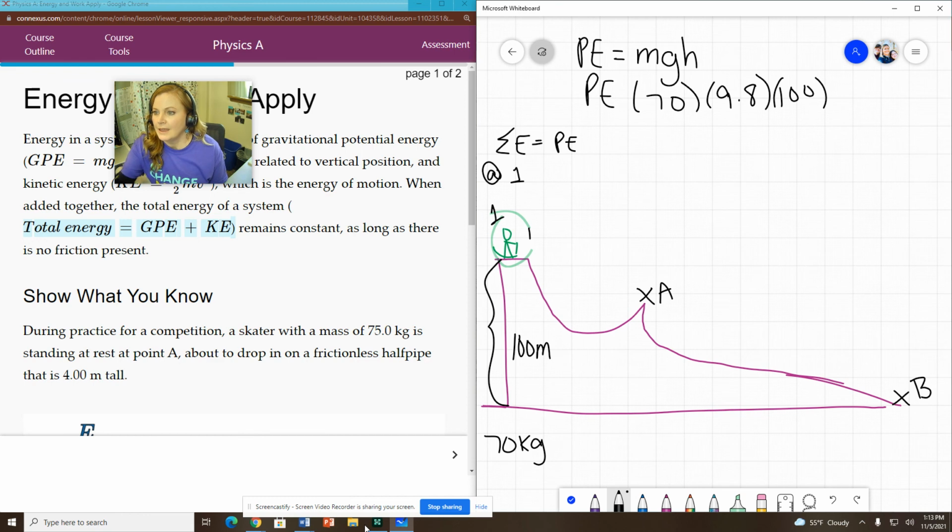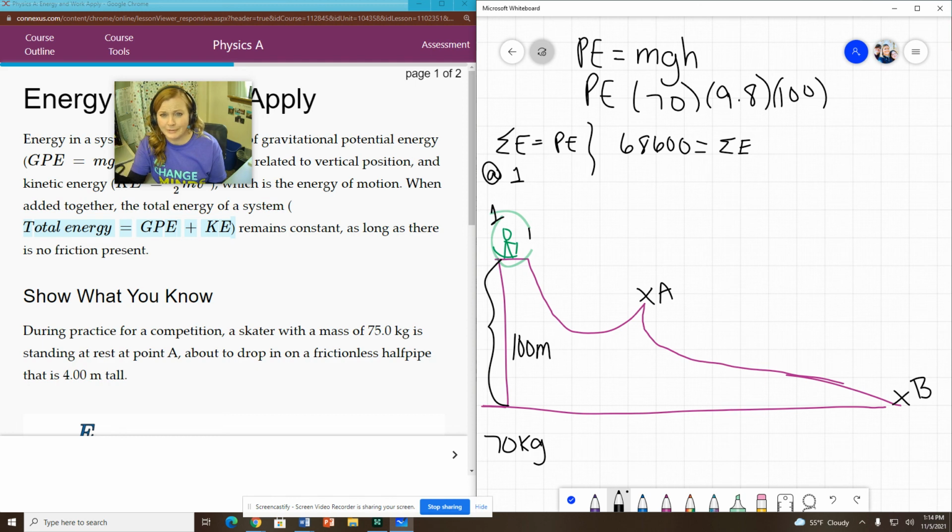Okay. So this number is 68,600. And so we know that is equal to our total energy. That's really, really important to determine the total energy. And so that's the first step you're always going to have to do: determine the total energy at the point where they're at their maximum height. And at that point, all of the energy is in the form of potential. Okay, so now that we know the total energy, then we can determine the kinetic energy at any spot.